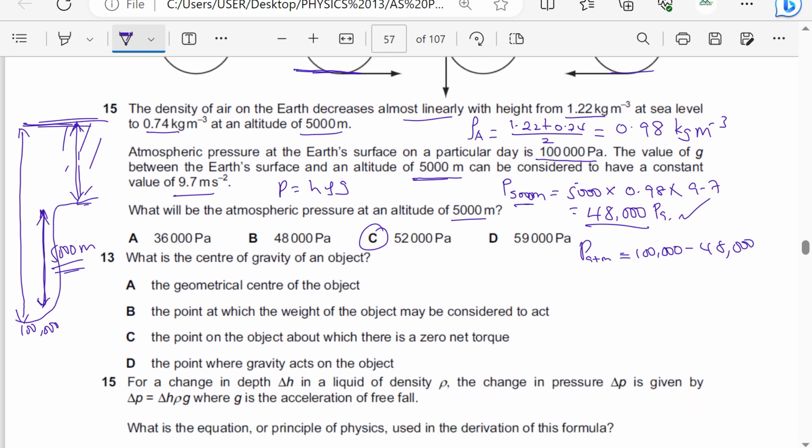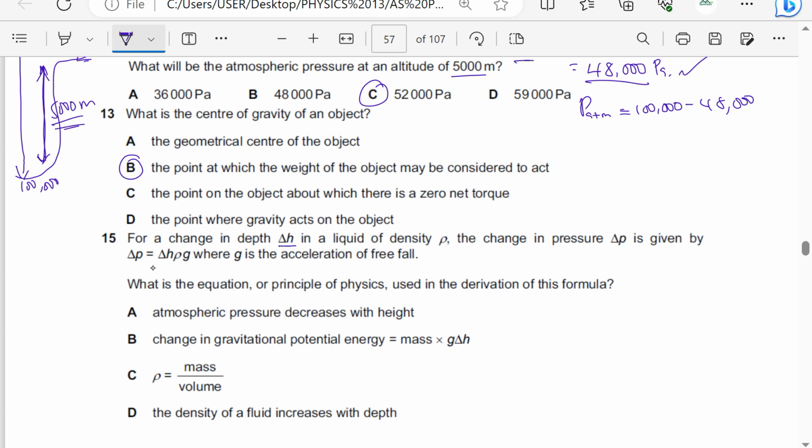What is the center of gravity of an object? Of course, center of gravity is a point where the entire weight of the object may be considered to act. So the answer is going to be B. The point at which the weight of the object may be considered to act, that is center of gravity.